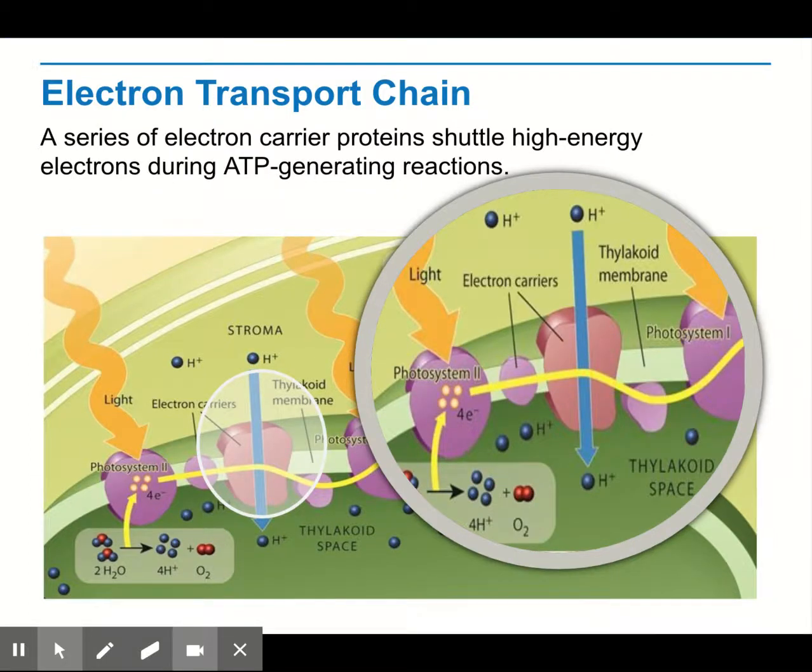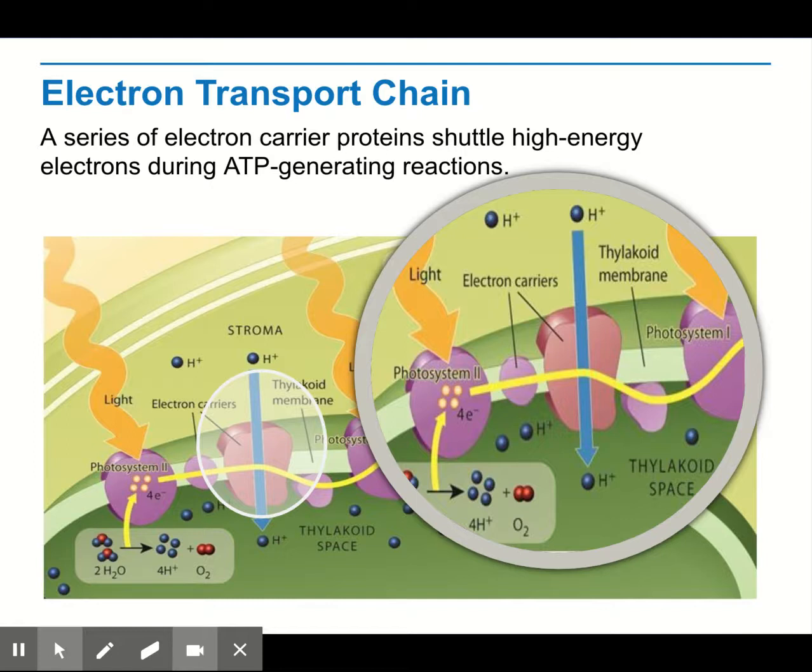So after chlorophyll in photosystem 2 absorbs energy from the light and creates these high energy electrons, these electrons enter the electron transport chain. The electron transport chain is a series of electron carrier proteins which shuttle or move high energy electrons during some ATP generating reactions. So what does this mean?